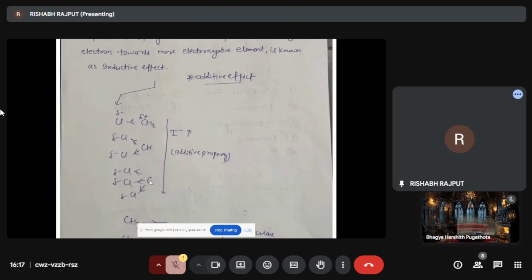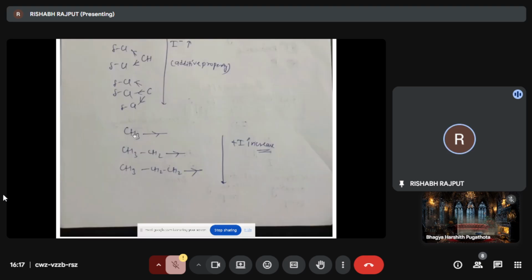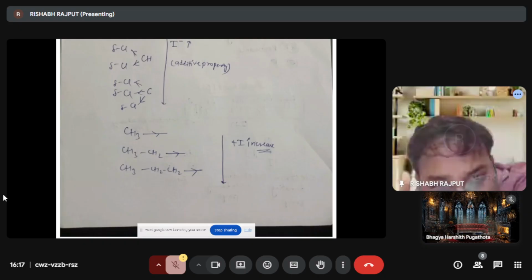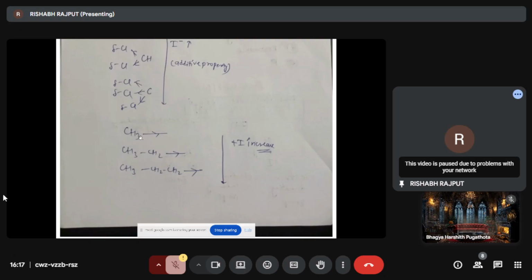Here you can see a methyl group, an ethyl group, and a propyl group. Guys, please remember one thing: whenever an alkyl group comes, it will show the positive I effect. Normally, alkyl groups will show you the plus I effect. If you have a metal, that is a different thing, but normally alkyl groups show plus I effect. Here one carbon is there, here two carbons, here three carbons. Whenever you increase the number of carbons, the alkyl group increases. Please remember this.